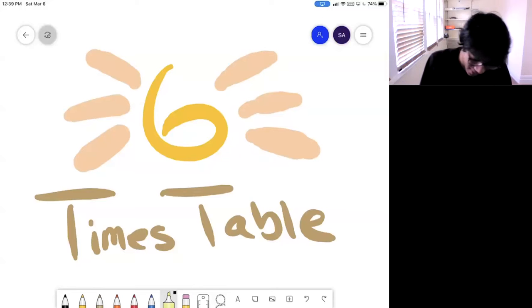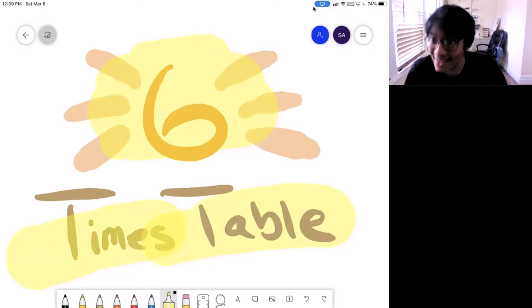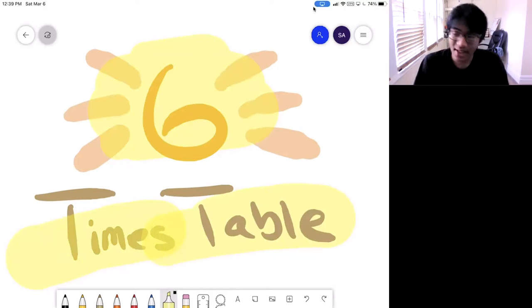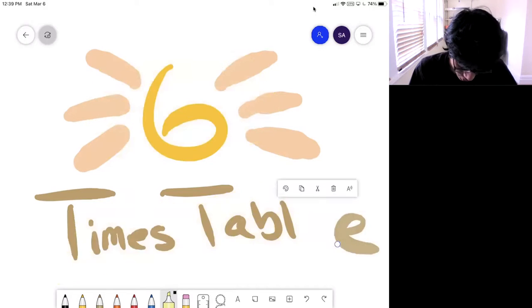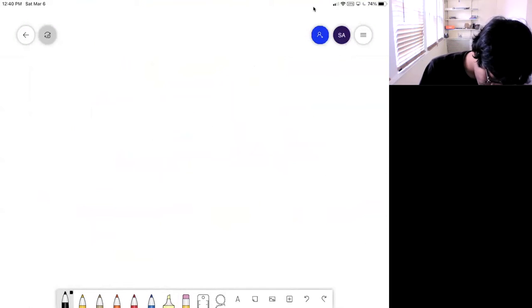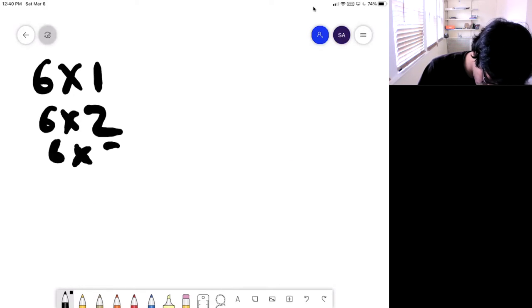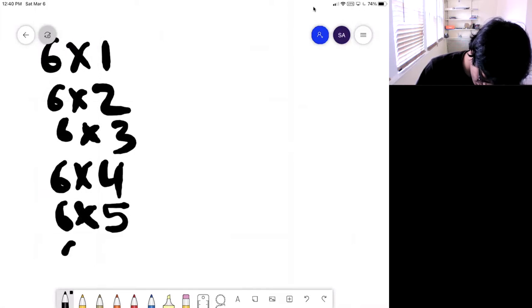All right, folks, so today we're starting the 6 times table. We're doing the 6 times table. You guessed that right. So, what are we going to get started with? Well, I'm sure you know the routine by now. We're going to do 6 times 1, 6 times 2, 6 times 3, 6 times 4, 6 times 5, and 6 times 6.